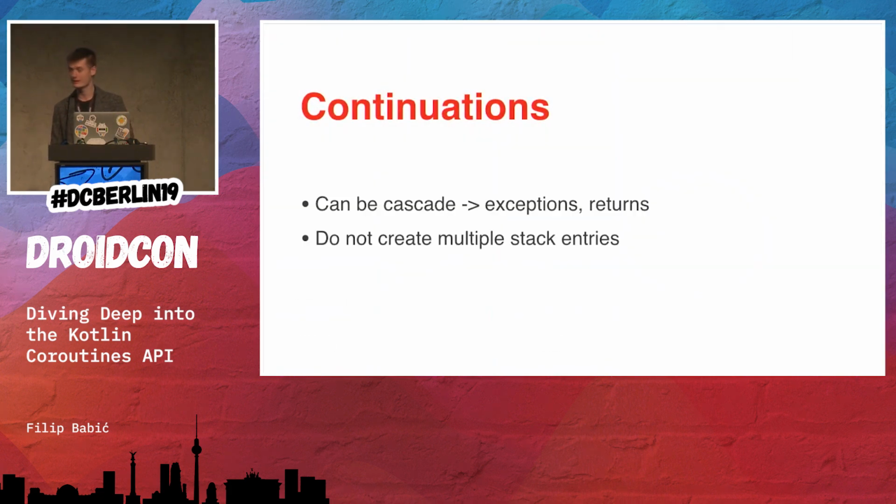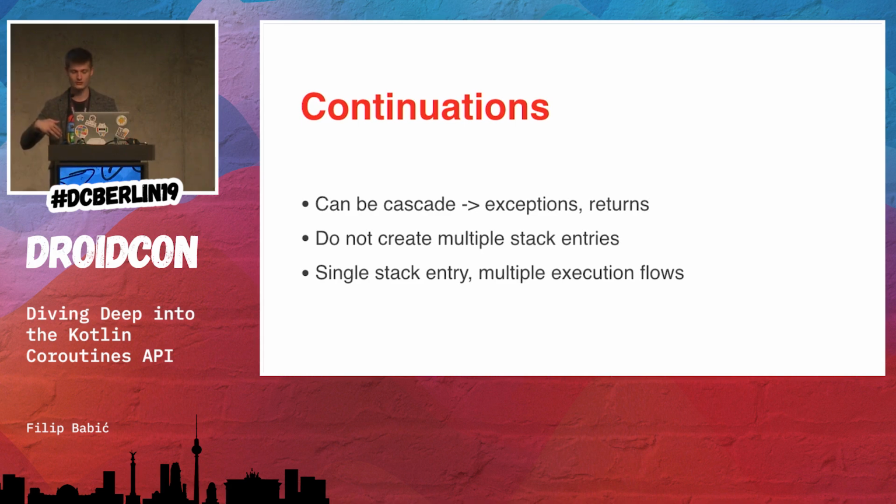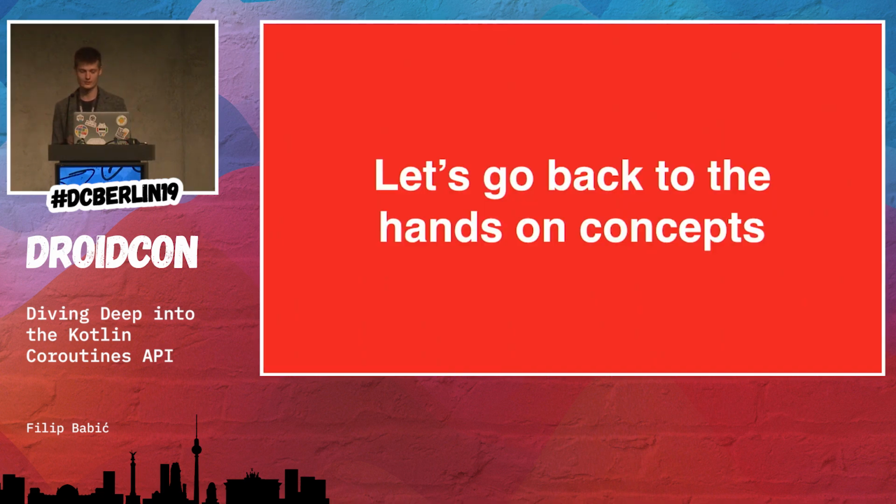So as I mentioned, they can be cascaded. You can propagate exceptions all the way down, or you can return values all the way down through any number of functions and any number of threads. They don't really create multiple stack entries, as you may think. They just reuse the same stack entry, but try to call the same code within itself because of the multiple execution flows in the code.